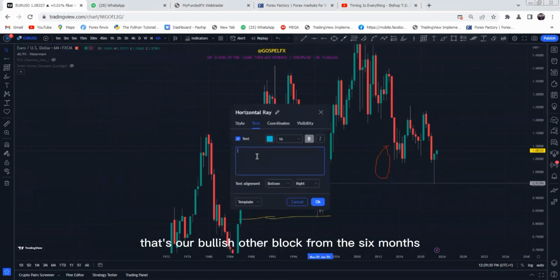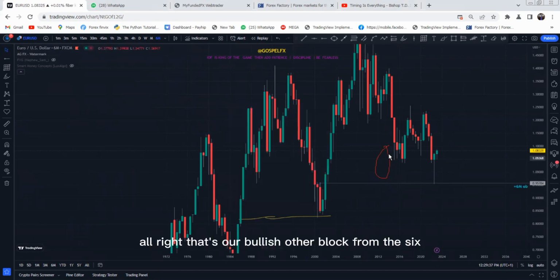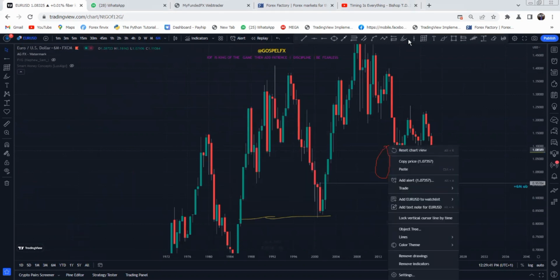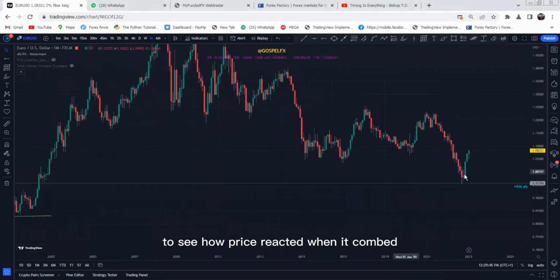That's our bullish order block from the 6 months, right? Let me just say 6 months OB. All right, that's our bullish order block from the 6 months time frame. So we are going to be scaling down now to see how price reacted when it came down to this order block.